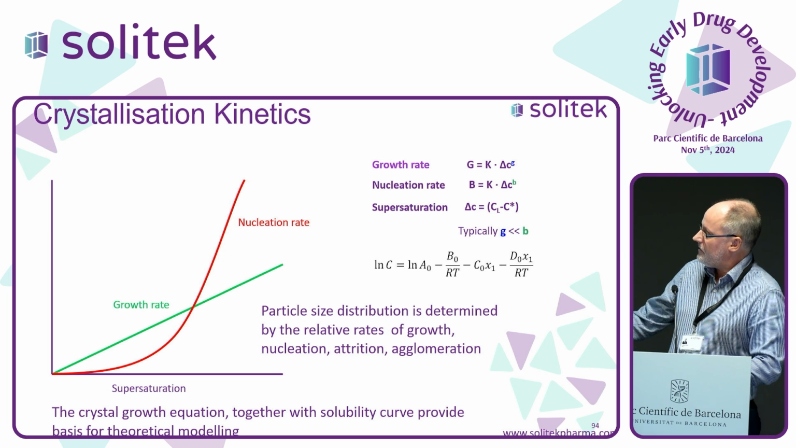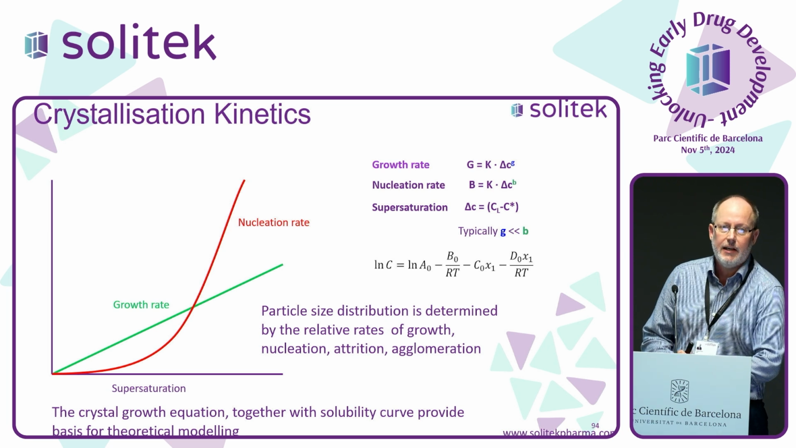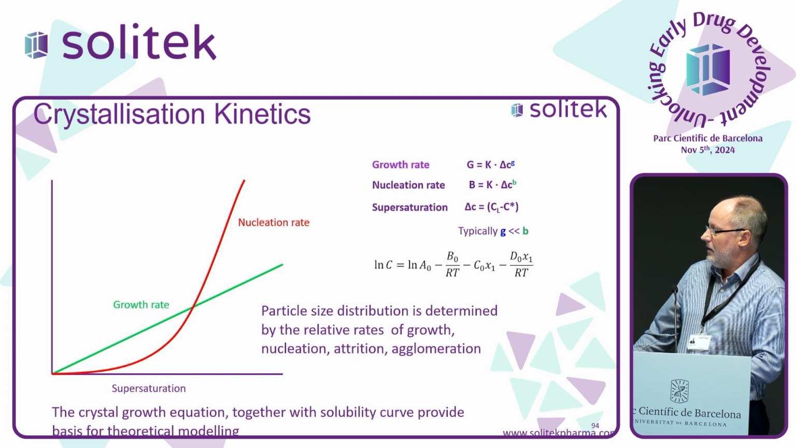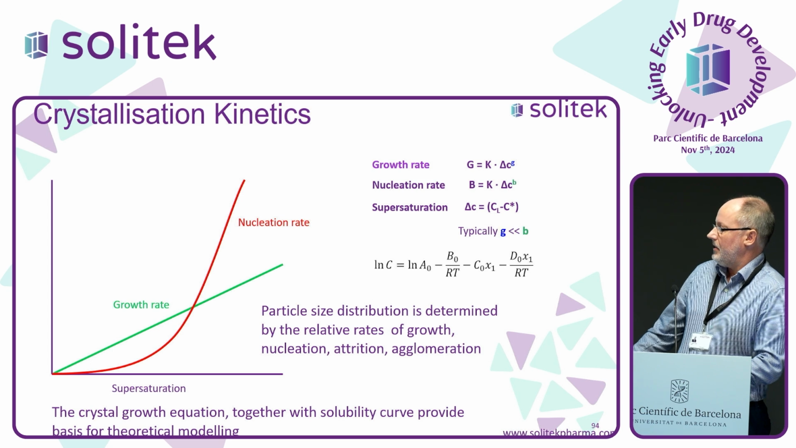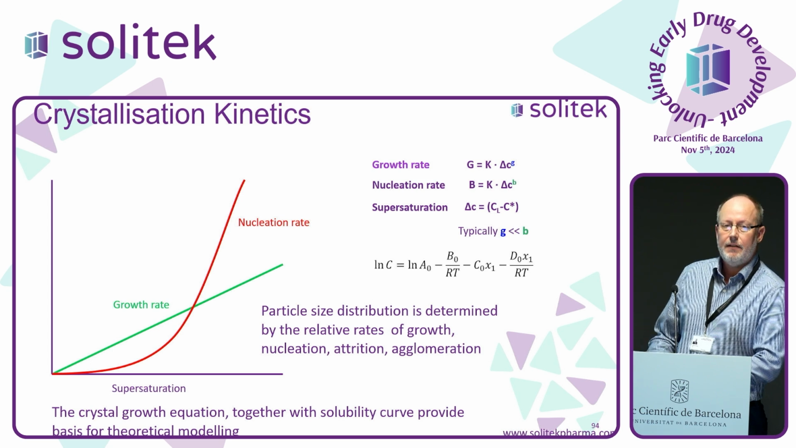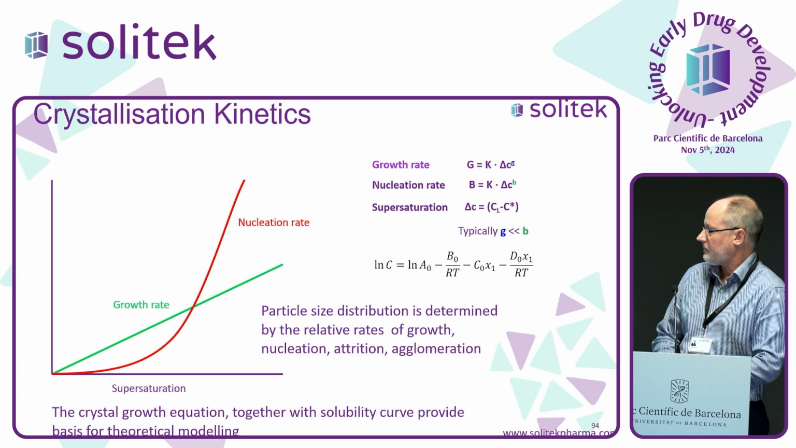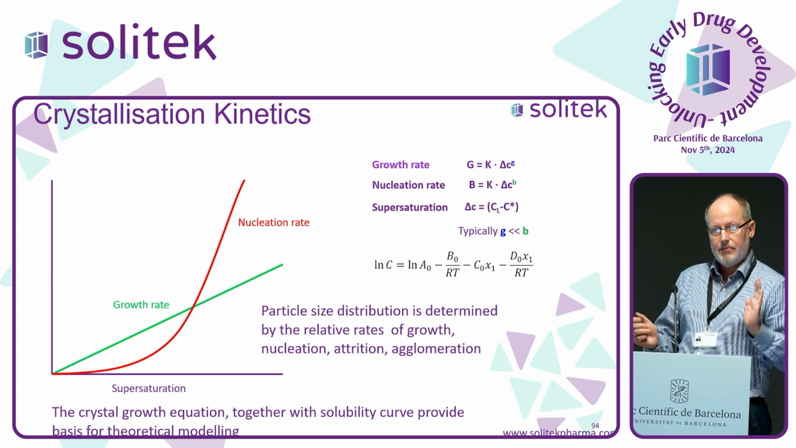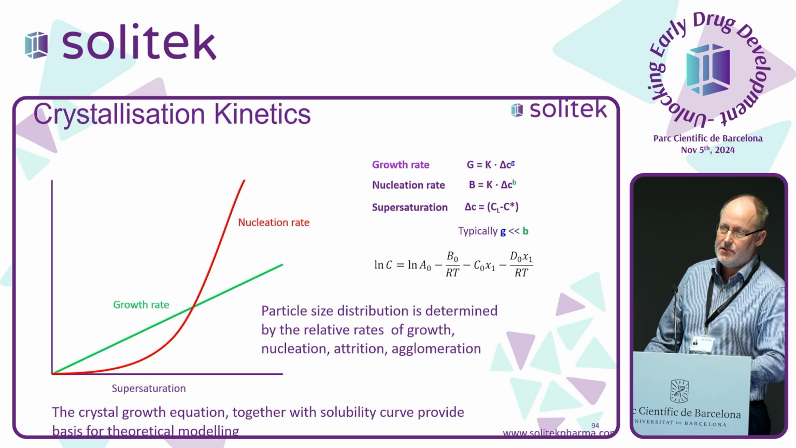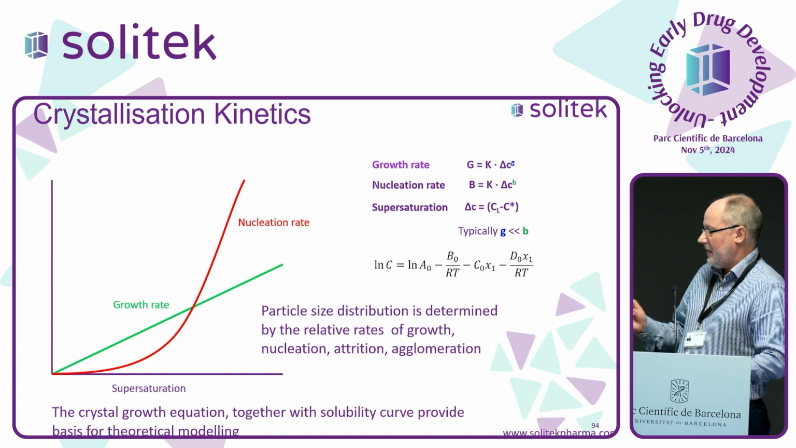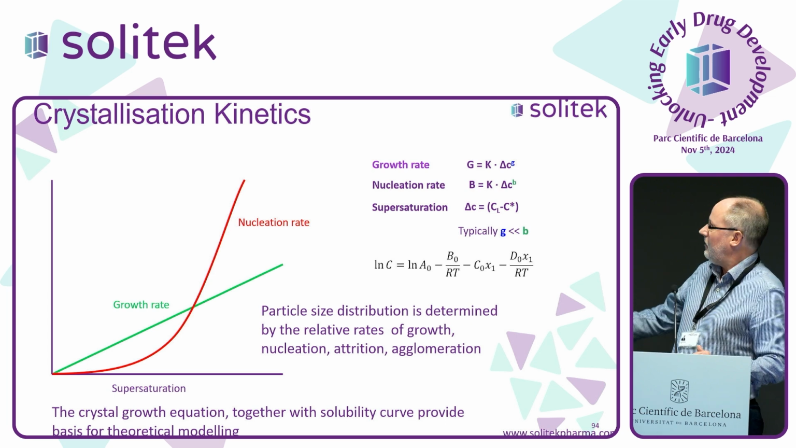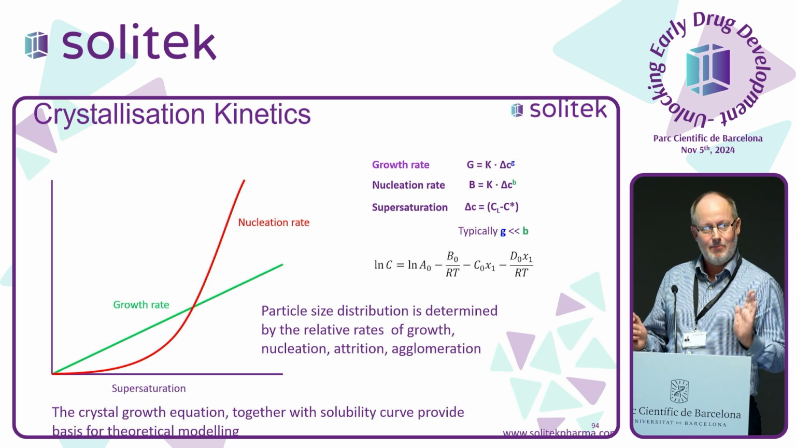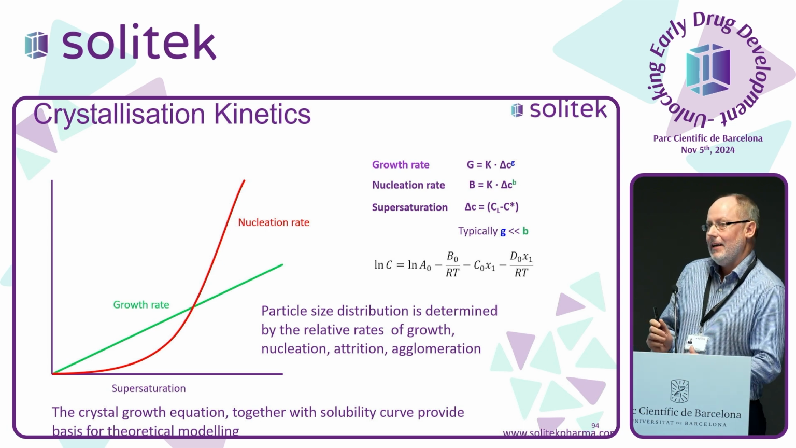And what that means, if we consider the relative rates of growth and nucleation, is that at low supersaturation, crystal growth predominates, whereas when the supersaturation is increased, then we have nucleation predominating. And it's the control of the relative rates of these two processes that affects our particle size distribution, which is important for our formulation development. There are other things we can consider: attrition, agglomeration. You can add equations here if you like and make the models as complicated as you like. But we're going to make it simple.